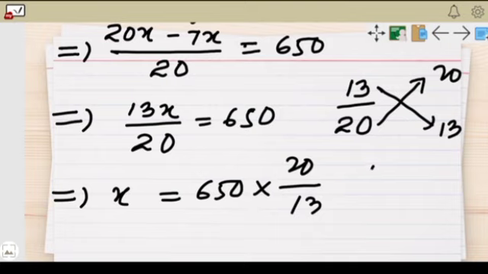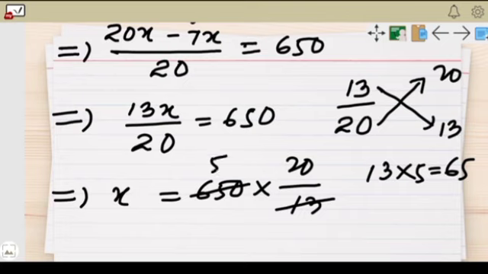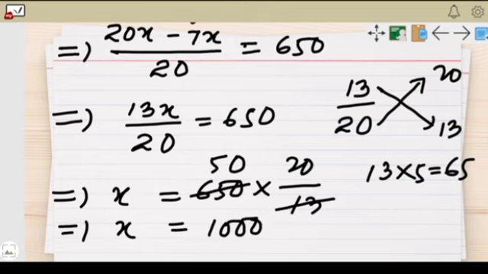And what we know is 13 into 5 is how much? 65. So we'll cancel now. 13 5 65 and 13 0 0. So let us multiply 50 and 20. It will be how much? 1000. Okay, so now we know the value of x.